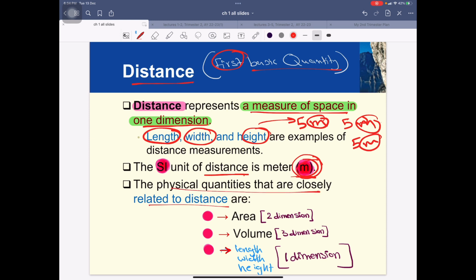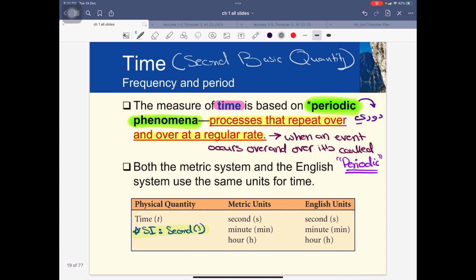The physical quantities that are closely related to distance are area, which is 2 dimensions, and volume, which is 3 dimensions. All of these involve distance because they go back to space. So we know we have 1 dimension, 2 dimensions, and 3 dimensions. Why did I say area is 2 dimensions? Because when I express area, mostly I express it in meters squared. Why volume is 3 dimensions? Because I express it in meters cubed. And length is 1 dimension because I express it as meters only. So the important thing here is just to know 1 dimension, 2 dimensions, 3 dimensions. Most important thing here is the SI unit, let it be in your minds.